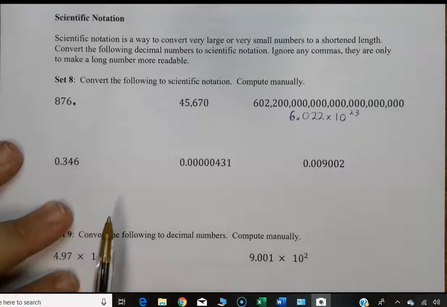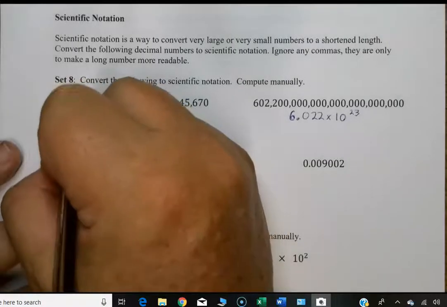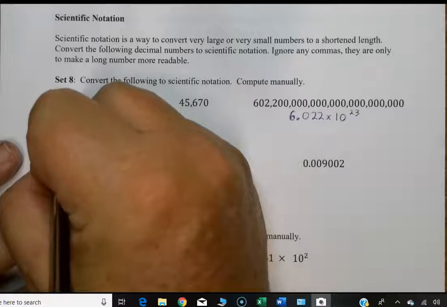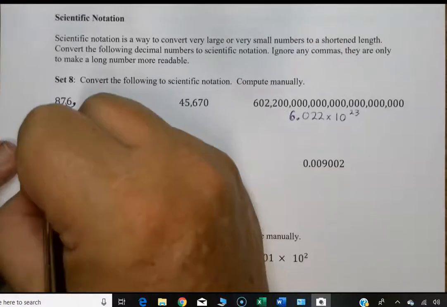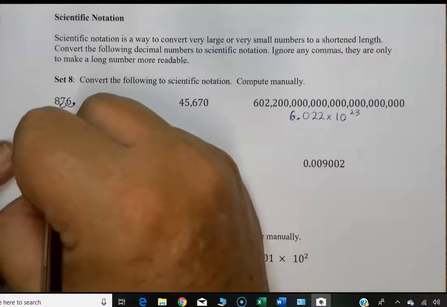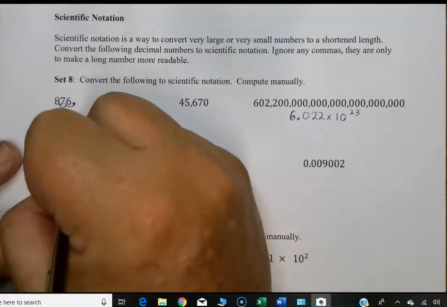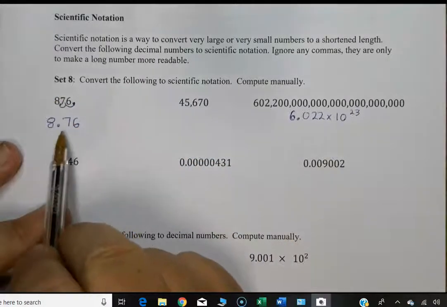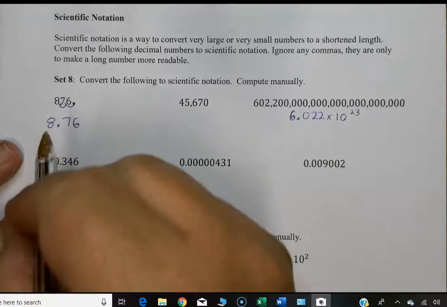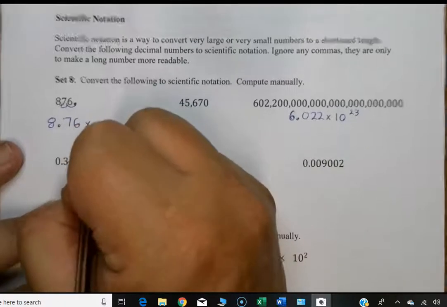So how do we do that? Where would we move the decimal? We would move it over 1, 2 places to right there in between the 8 and the 7. So now we have 8.76. So that's a number between 1 and 10. So now you multiply, and you always do this, it's times 10.